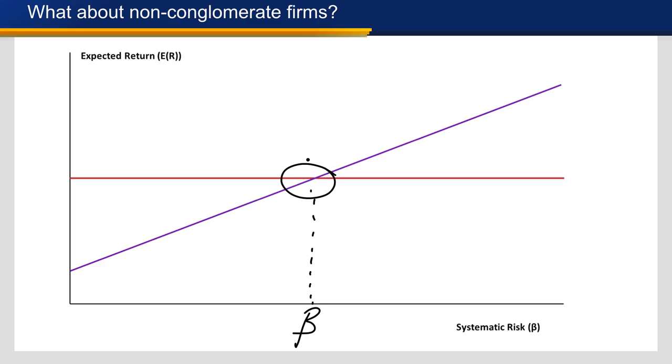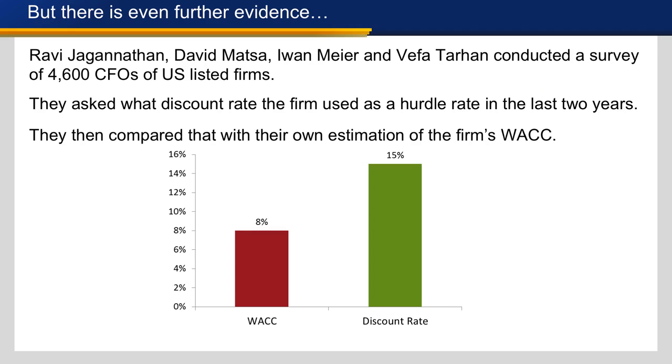Okay, is that all there is to it? Well, unfortunately not. There's another fly in the ointment, so to speak. Earlier, we interpreted the result that firms use a company-wide discount rate as being evidence that they use WACC as their hurdle rate. In fact, there's some quite recent evidence that this might not actually be the case.